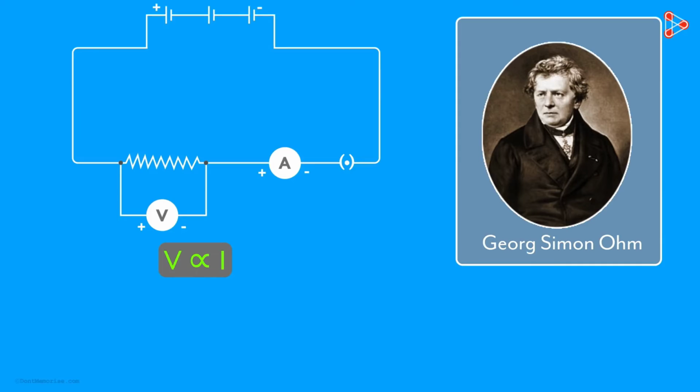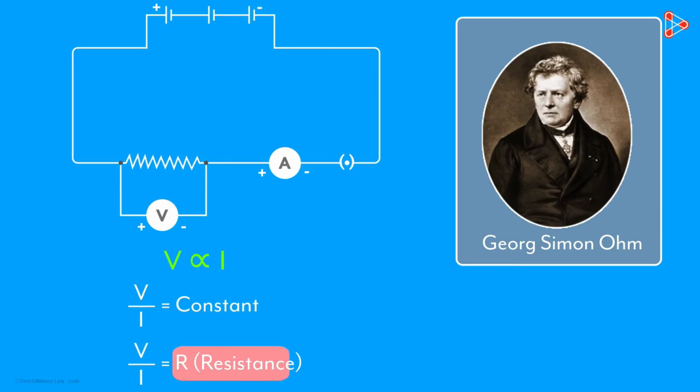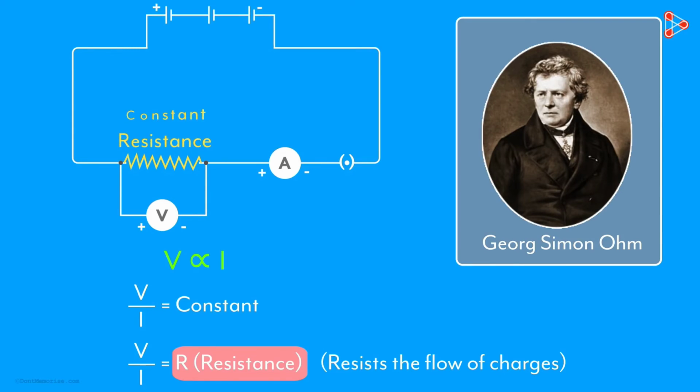If V is directly proportional to I, it also means that V over I is constant. And that constant is nothing but R, or the resistance. What is resistance? It is simply the property of a conductor to resist the flow of charges through it. Here in this experiment, it was constant.